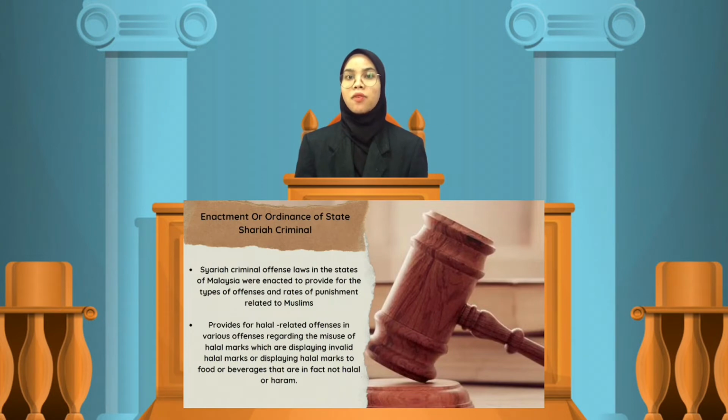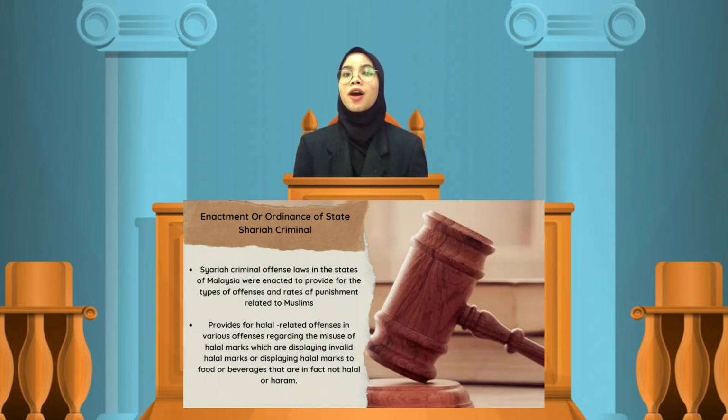Enactments or ordinances of state Sharia criminal law: the states of Malaysia have promulgated Islamic criminal offences Acts to regulate the types of crimes and rates of punishment relating to Muslims within the scope of the Federal Constitution and the Islamic Courts Criminal Jurisdiction Act 1984 as amended in 1965. Its implementation involves law enforcement and prosecution by the religious department of the Islamic state and the Islamic prosecutor of the Islamic court.